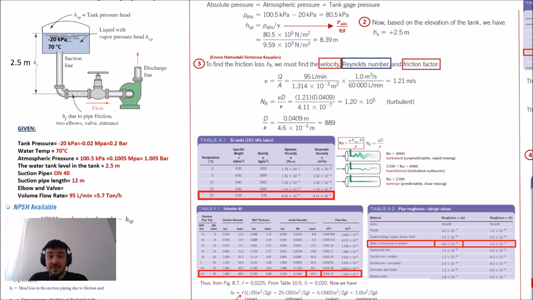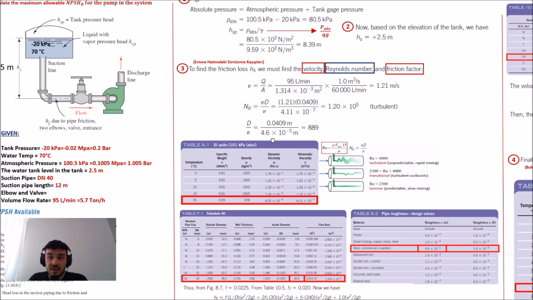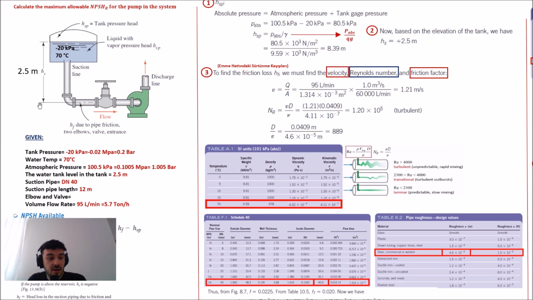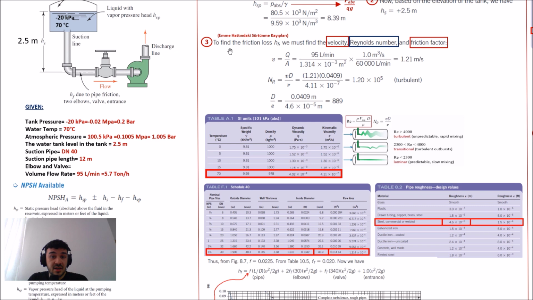And then what is the elevation difference? Based on the elevation of the tank, we have plus 2.5 meters. Why is this positive? Because imagine this is a centrifugal pump and there's a center line above this value. If this value were lower than this, probably you would get minus 2.5 meters. Okay, we easily calculate this value. And then what is next? The next is the head loss.